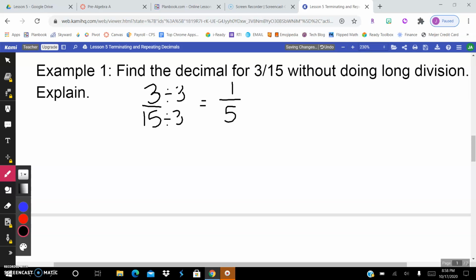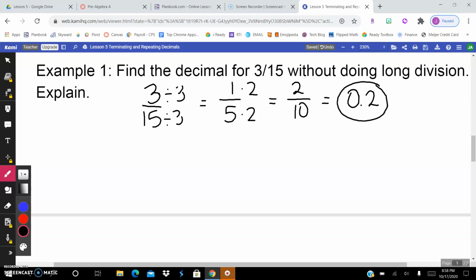Now I can take that fraction and multiply it by 2, so I can have a 10 at the bottom. So 5 times 2 is 10, and at the top, 1 times 2 would be 2. And 2/10 written as a decimal would look like 0.2. So you don't always have to divide to figure out the decimal version of a fraction. There are other ways around that.